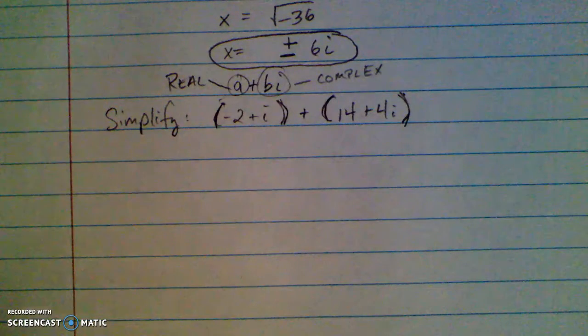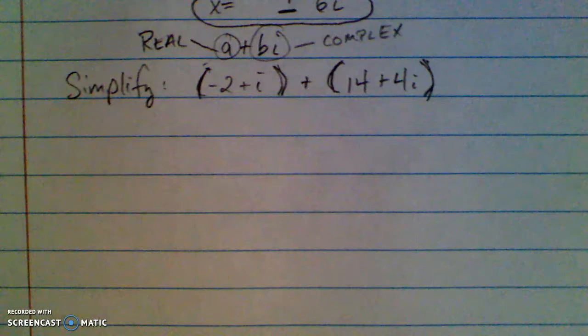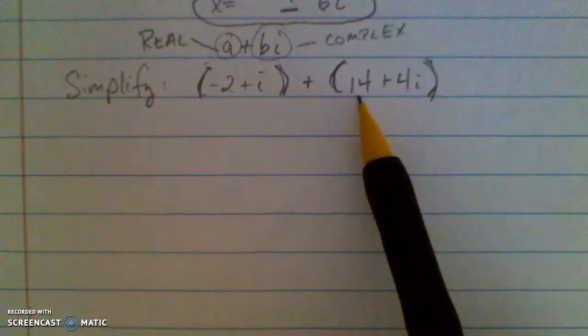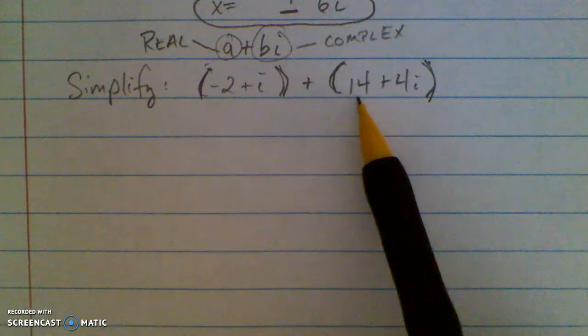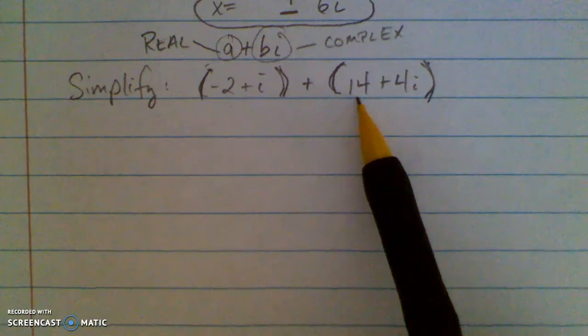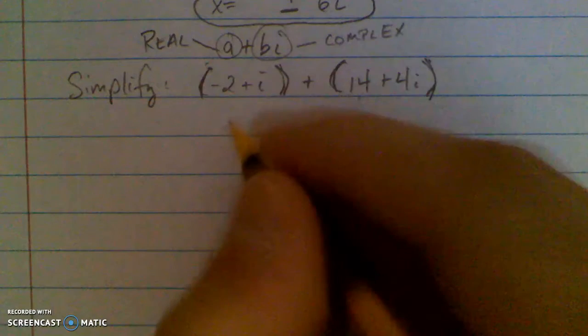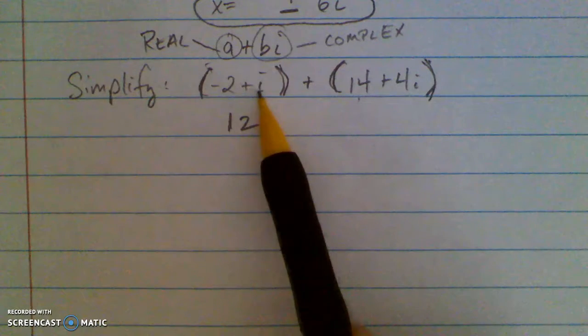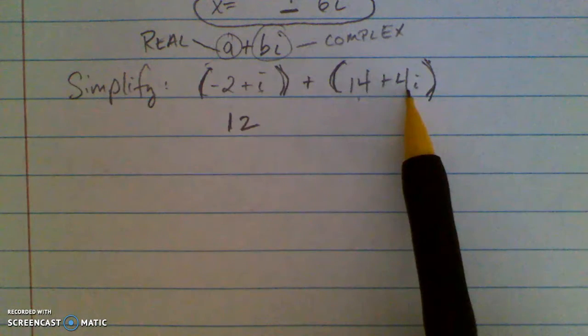And again, like we said, we can think of this as just like adding like terms. So, -2 and 14. We add those and get 12. So the real part is 12. Then the complex part, we have i and 4i. What do we get when we add those? Adding them. i plus 4i.